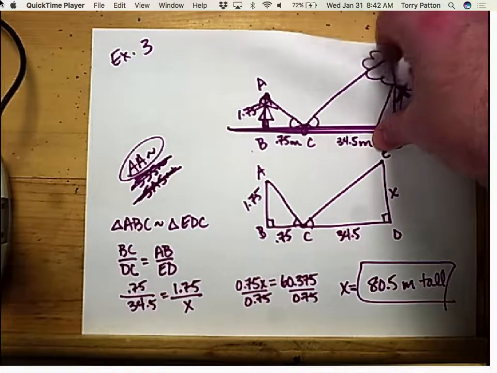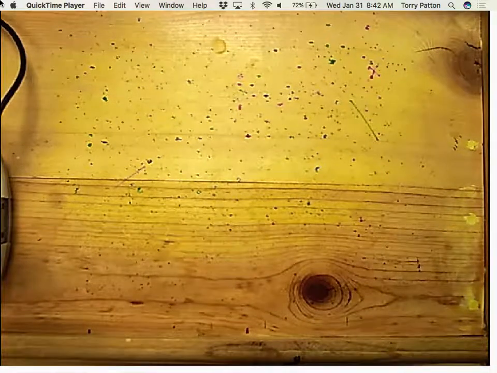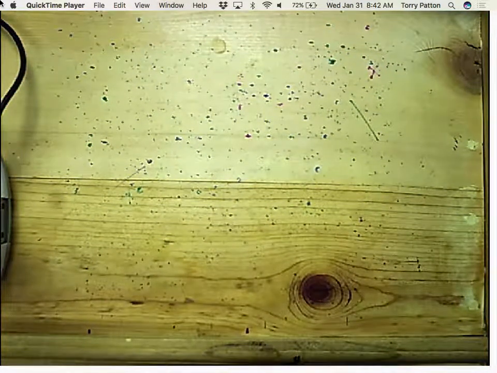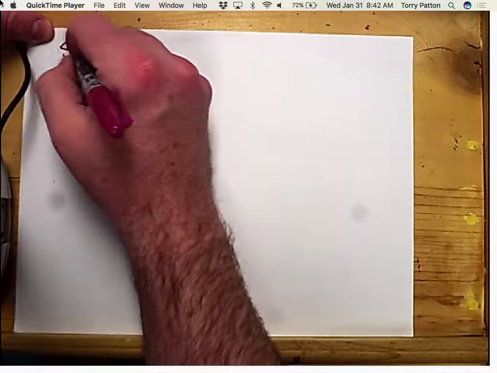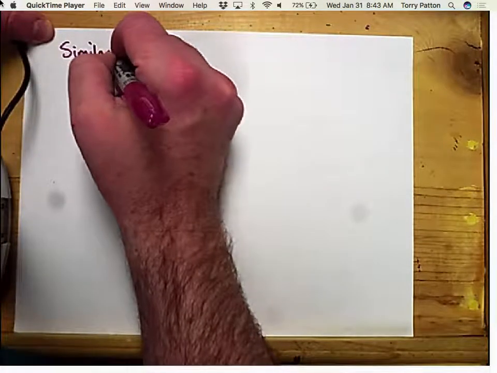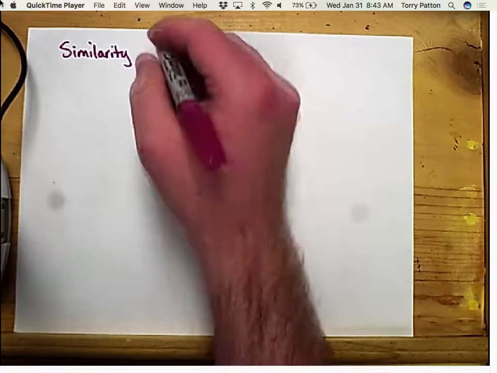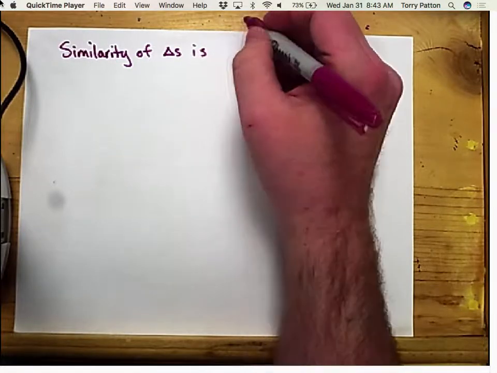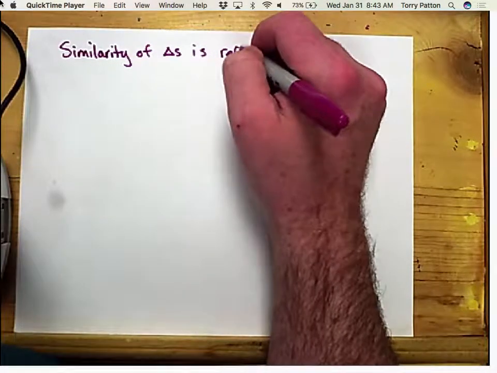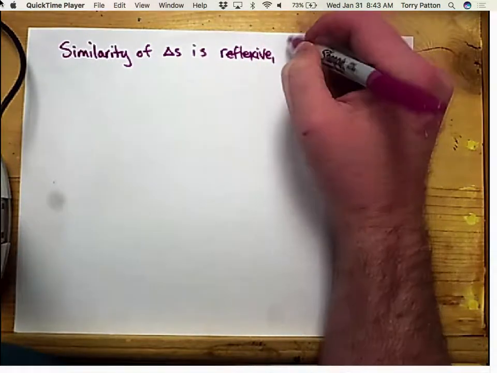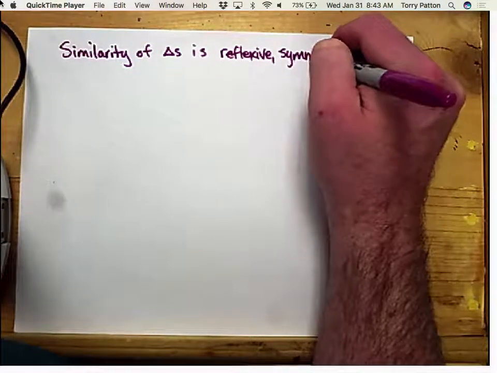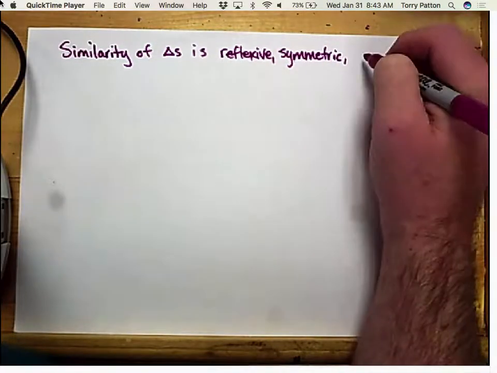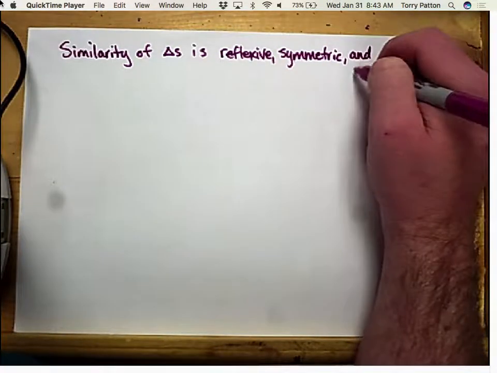All right. The last thing in this section is kind of common sense, but let's talk about it. It says similarity. Now, this is of triangles. Is reflexive, symmetric, and transitive.